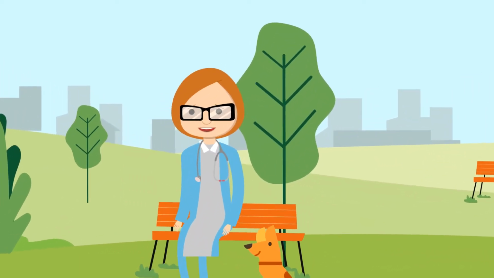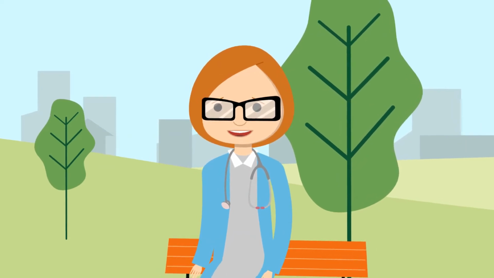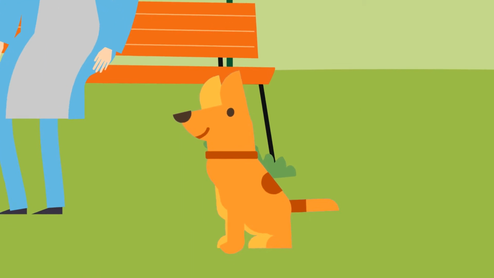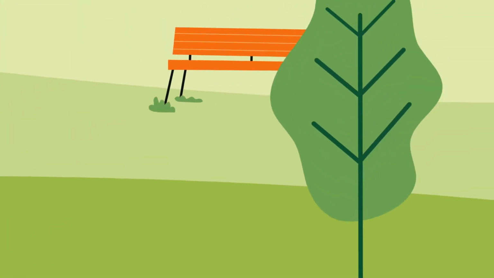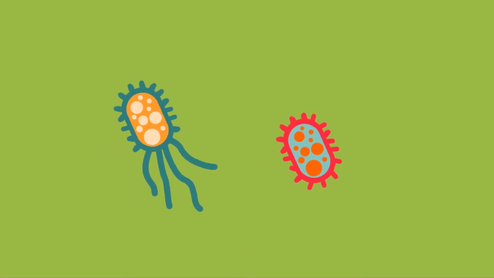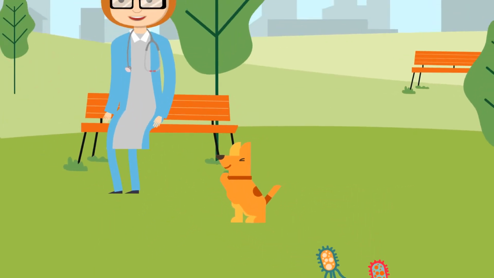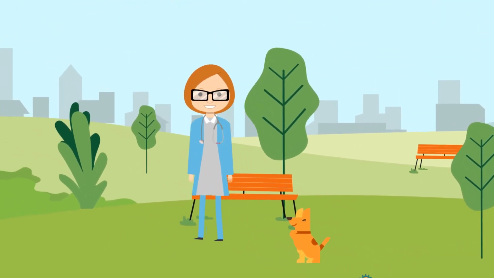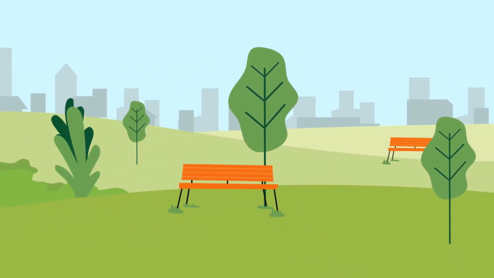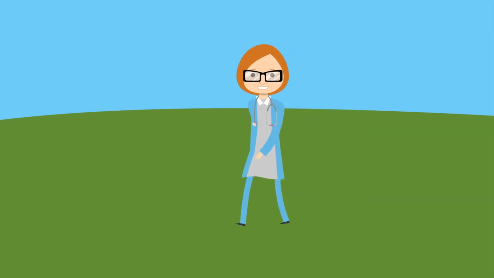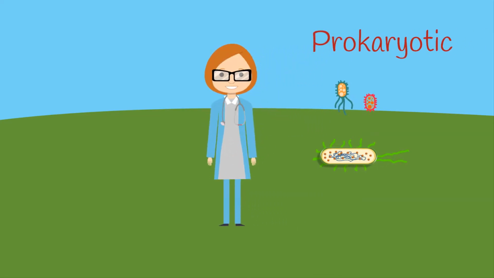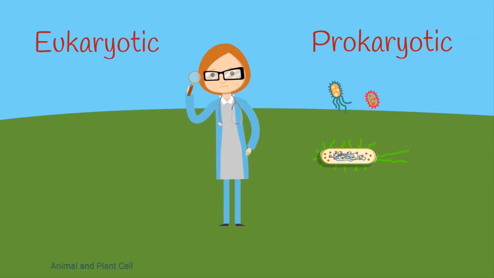As you may already know, cells are the basic unit of life. We are made up of cells, just like animals, plants, and even things as tiny as bacteria. Today we will be discussing two classes of cells: the prokaryotic cells and the eukaryotic cells.